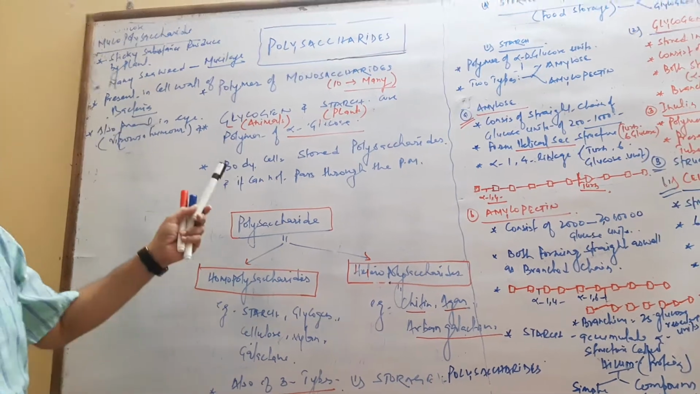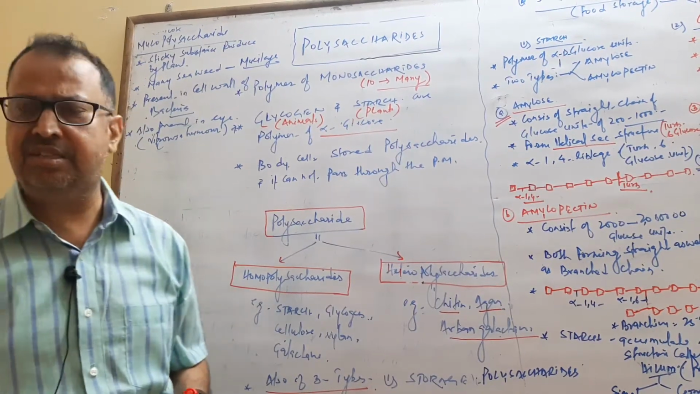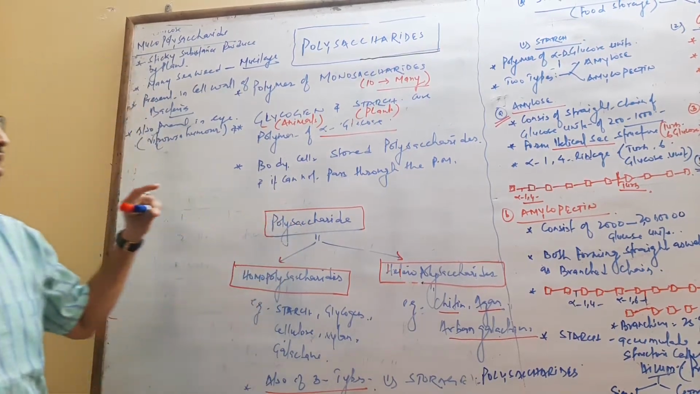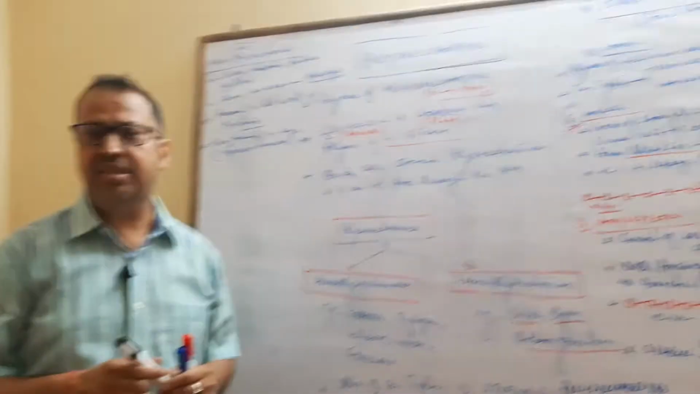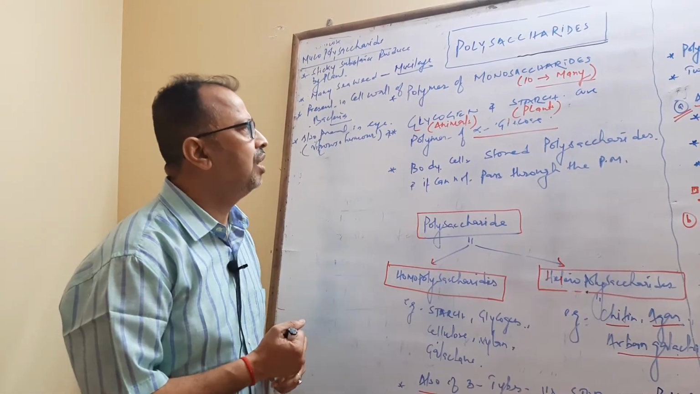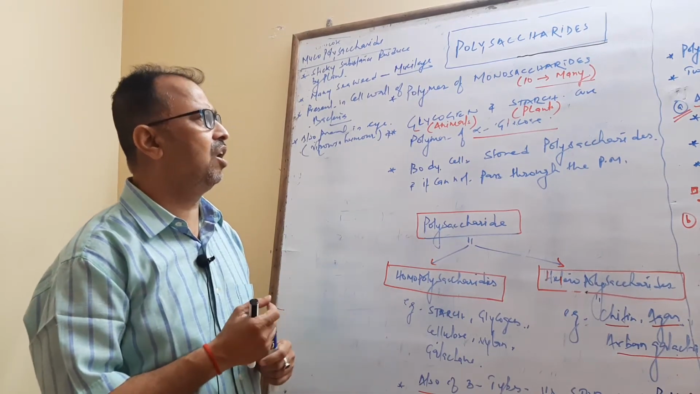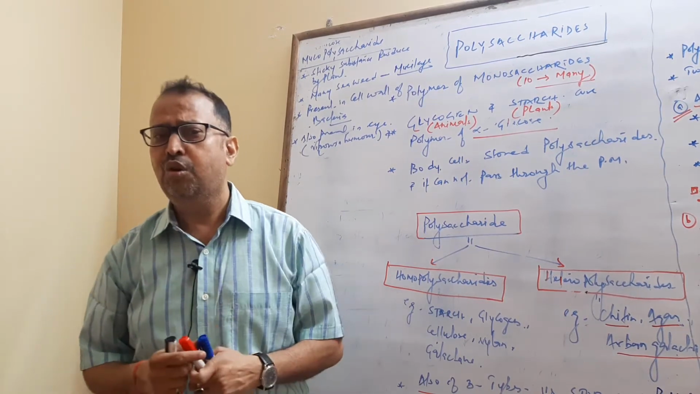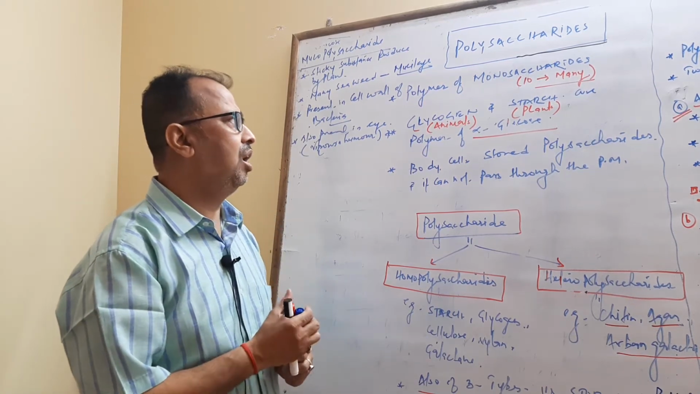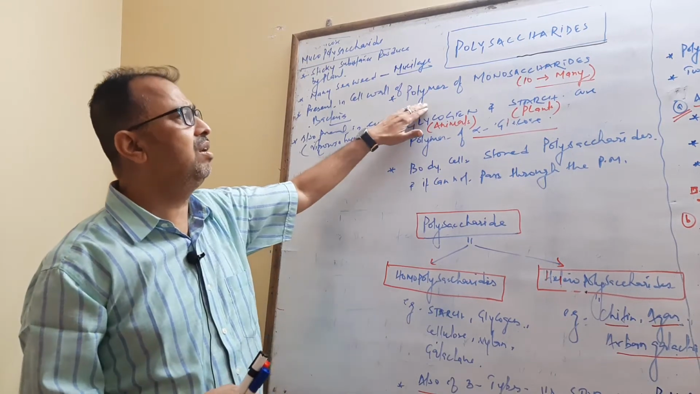So friends, now we are going to start the polysaccharides. A polysaccharide is just a polymer of monosaccharides. Monosaccharides include hexoses, pentoses, trioses, and erythroses. We already discussed oligosaccharides: 2 to 10 monosaccharides produce an oligosaccharide, and 10 to many monosaccharides form a polysaccharide.